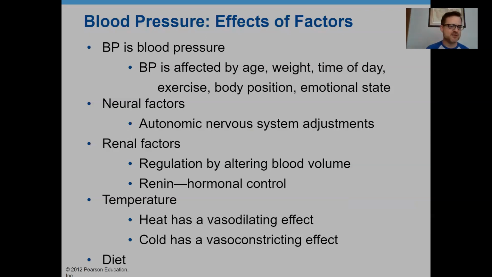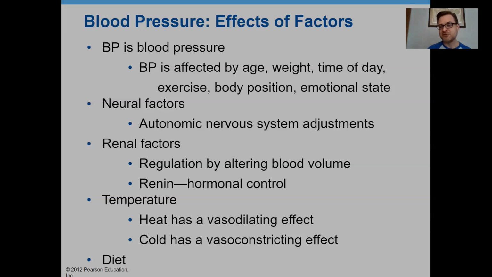So age, weight, time of day, exercise, body position, like if you're laying down versus sitting versus standing up, your emotional state, neural factors, your autonomic nervous system, the whole fight or flight hormonal system can definitely raise your blood pressure. Renal factors. Remember how we said back when we did chapter 9, there are hormones that can raise or lower your blood volume. If I increase your blood volume, your blood pressure goes up. If I decrease your blood volume, your blood pressure goes down.